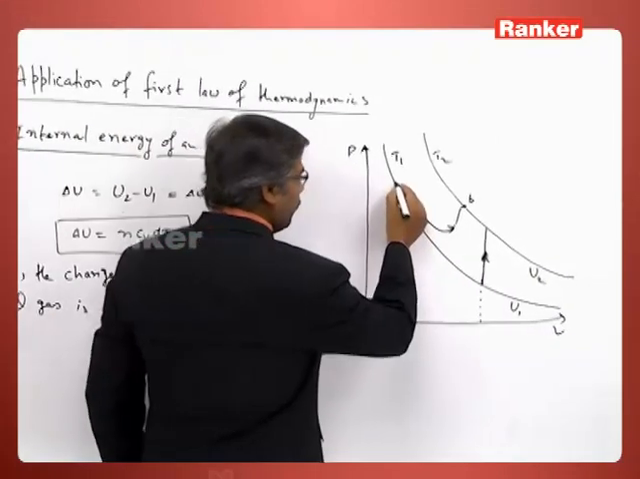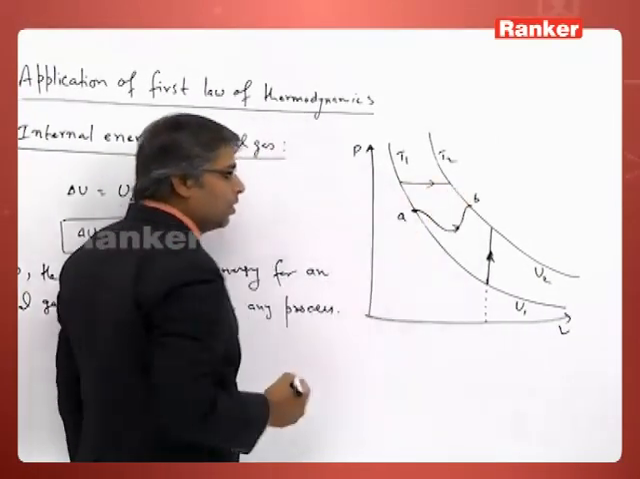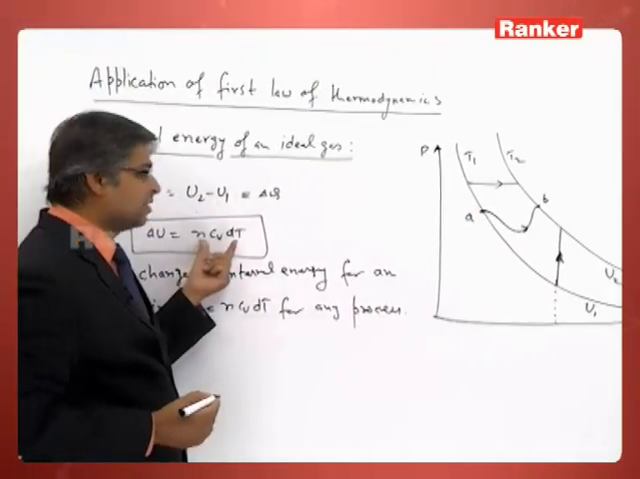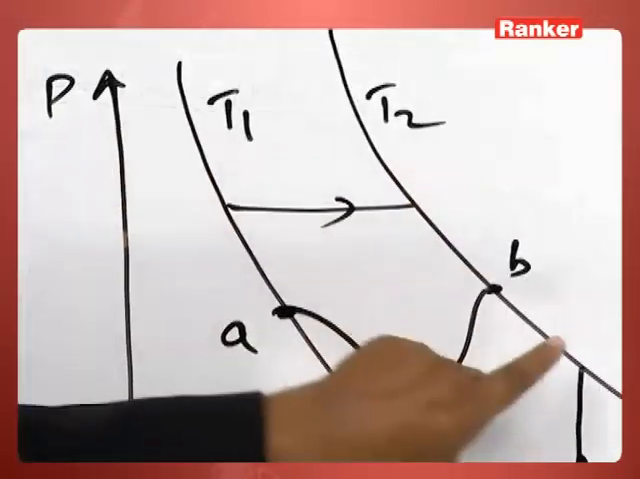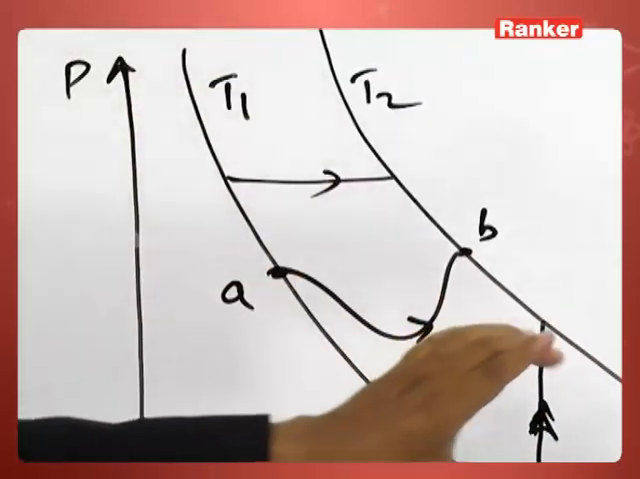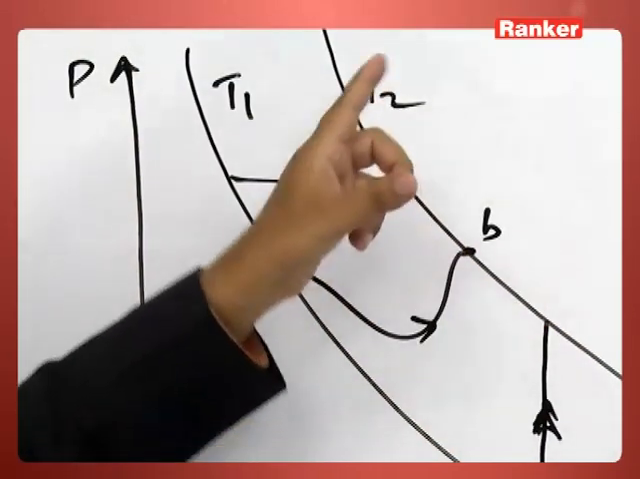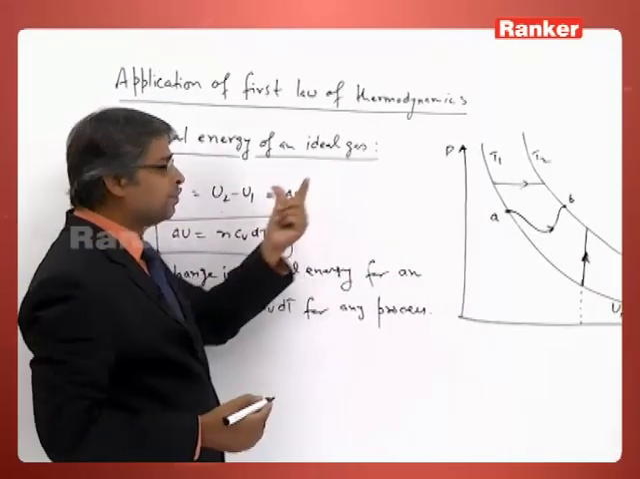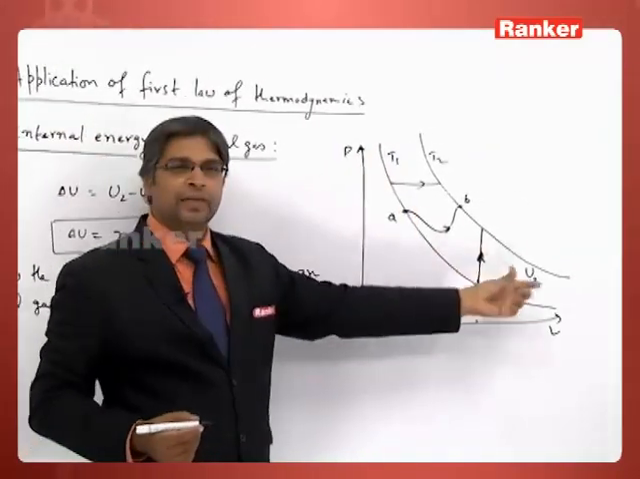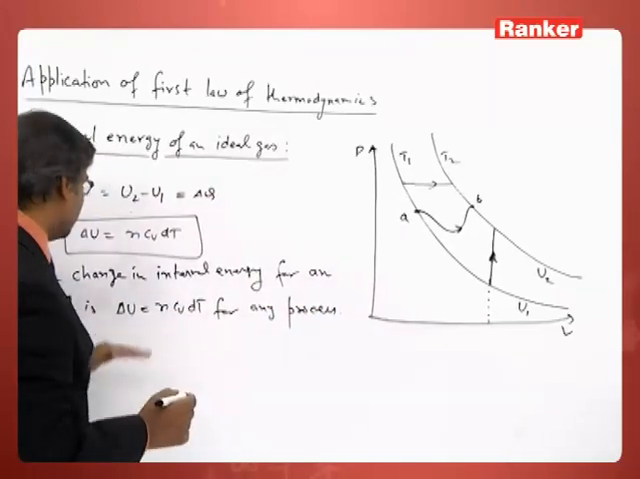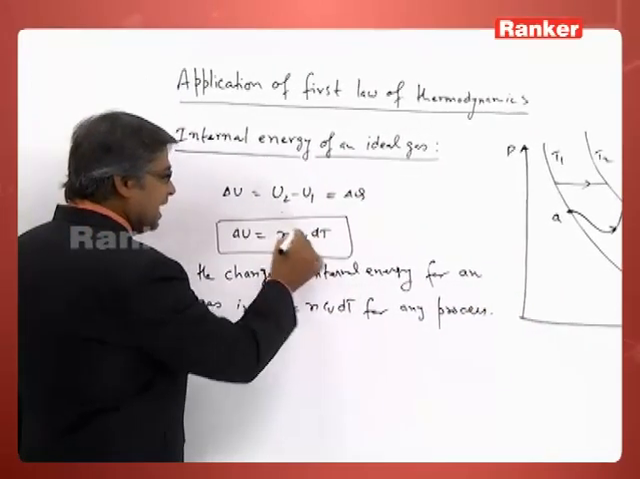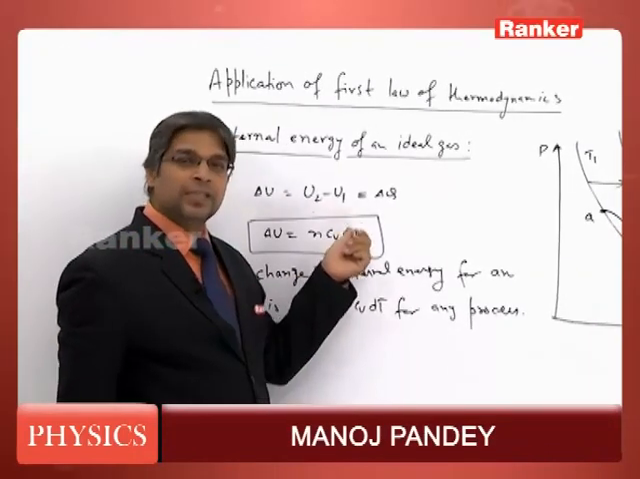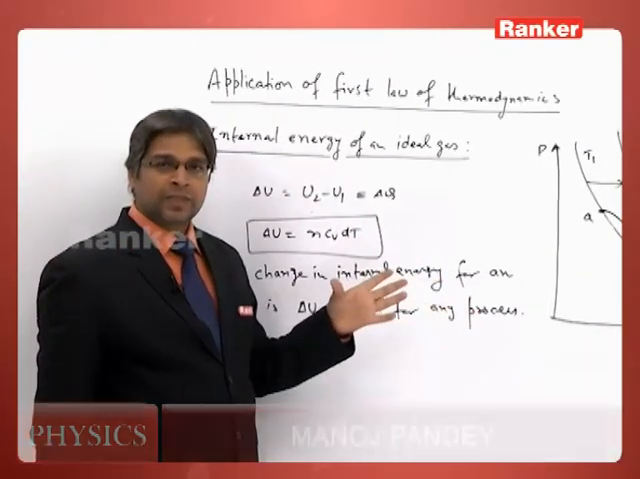Even if the process is isobaric, this is equal to nCv dT, because delta U is the same for an ideal gas between any two isotherms. So if this value we have calculated is nCv dT, it is the same for any process. So a very important point: delta U is nCv dT not only for the isochoric process but for all processes, it is the same.